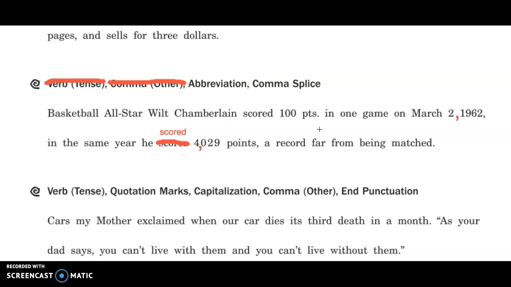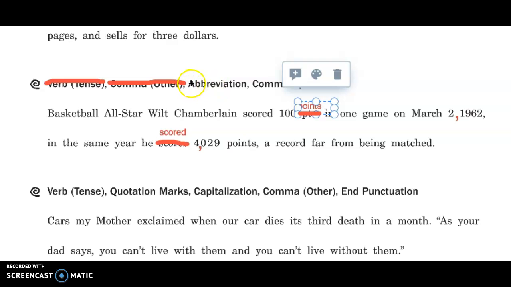Next, I'm going to address an abbreviation error. So if we take a look at our sentence one more time, I can only see one abbreviation error. Now, if this was in an informal writing like a text or something, we could use this abbreviation the way that it is. However, in our formal writing, we want to try to avoid using abbreviations if we can. So I'm going to erase PTS, and I'm going to replace it with the more formal points. That takes care of my abbreviation error.